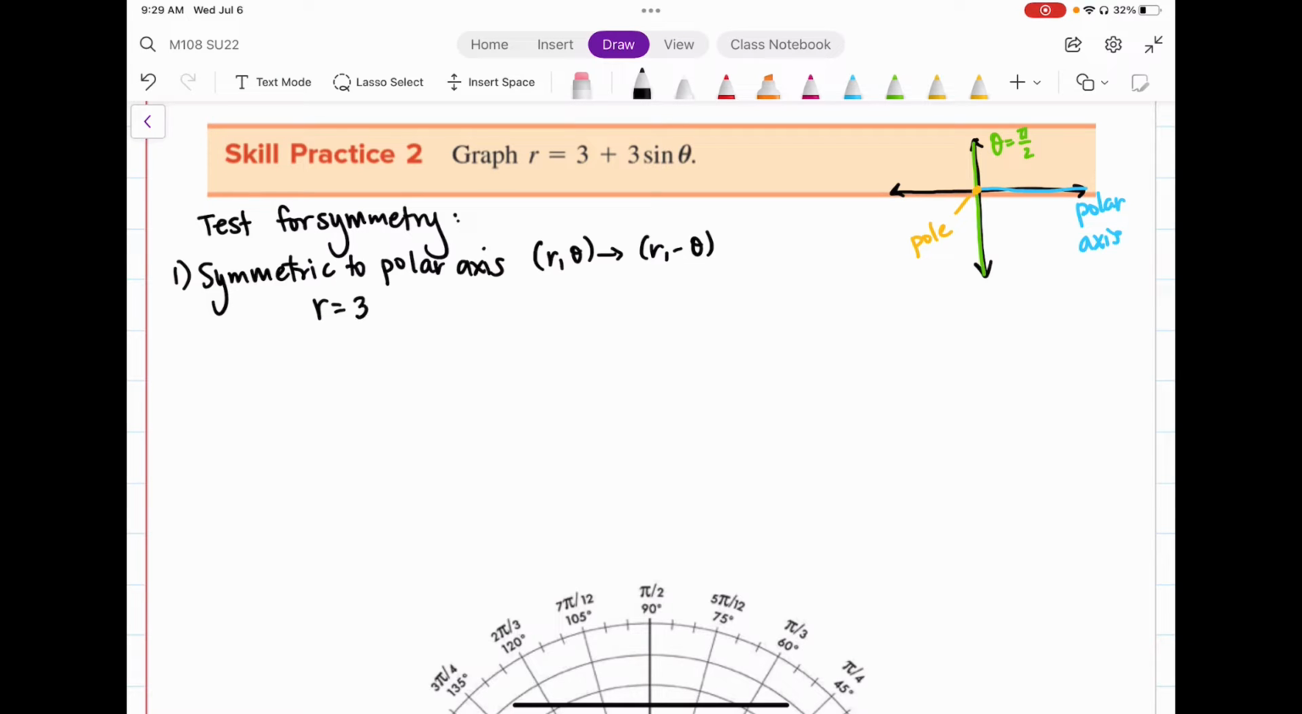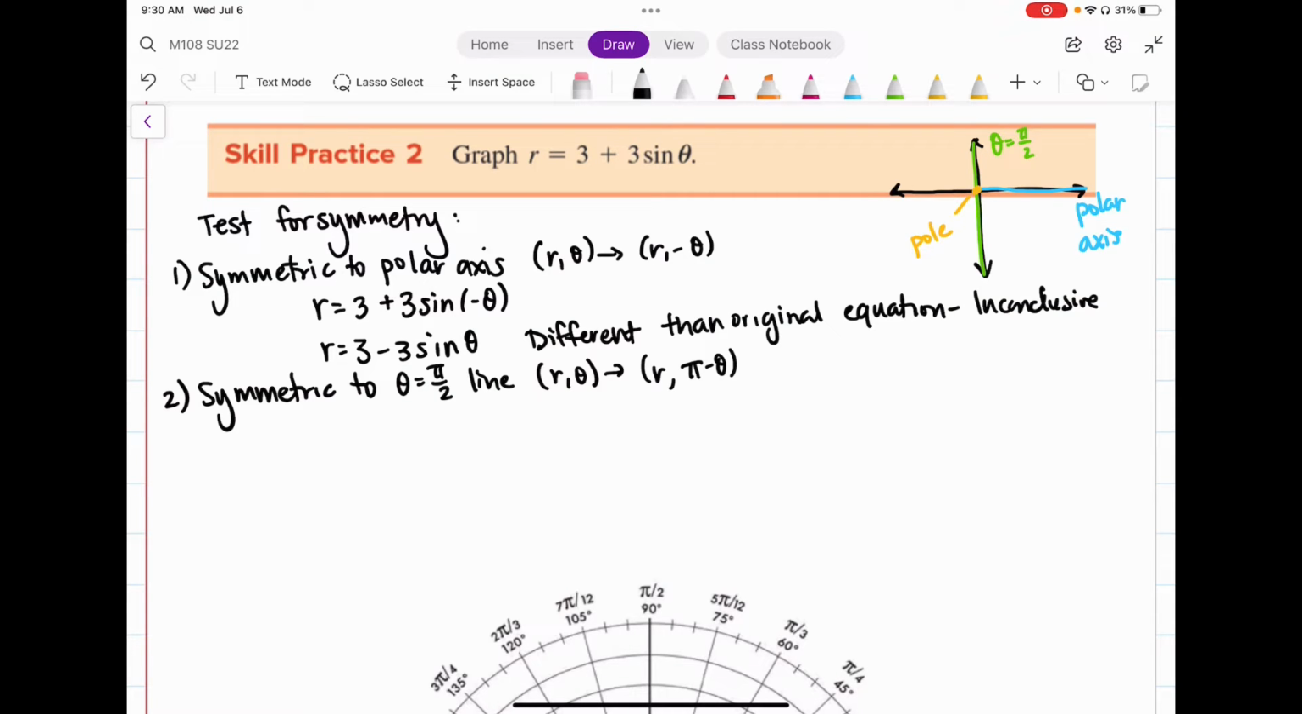Taking r equals 3 plus 3 sine of negative theta. Remember that sine is an odd function, and so I can pull the negative from the theta and put it in front of the 3. So that means I have r equals 3 minus 3 sine theta. And unfortunately, that is not the same thing as the original equation, and so this is inconclusive.